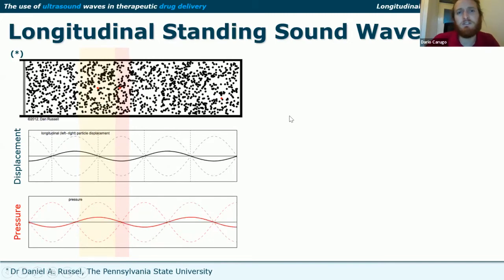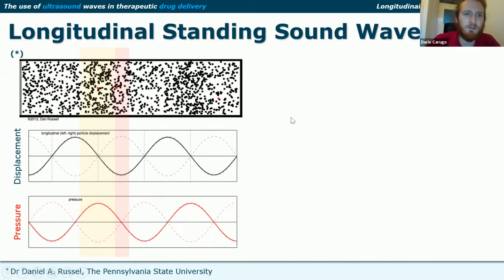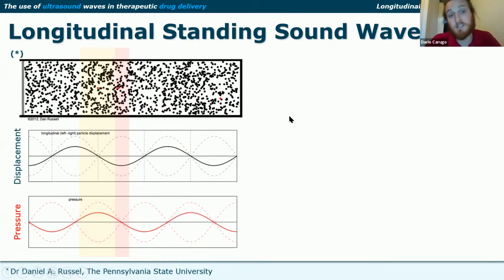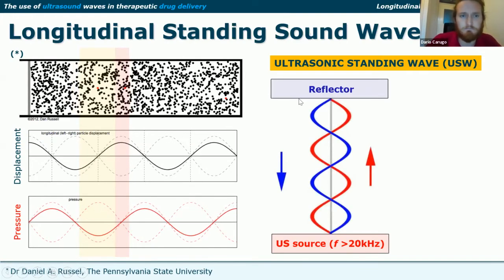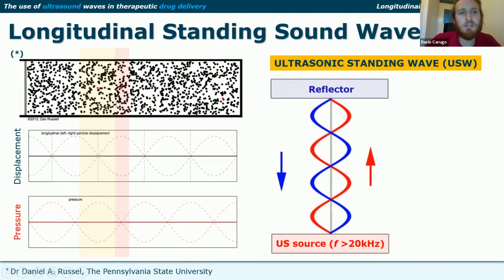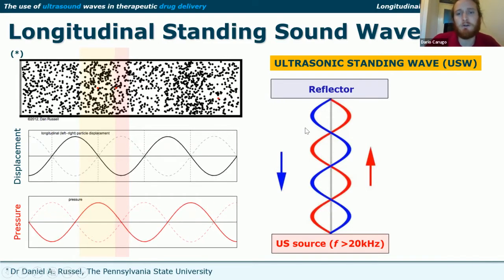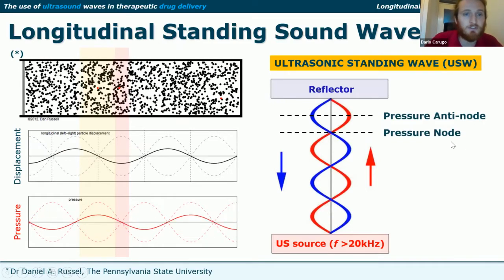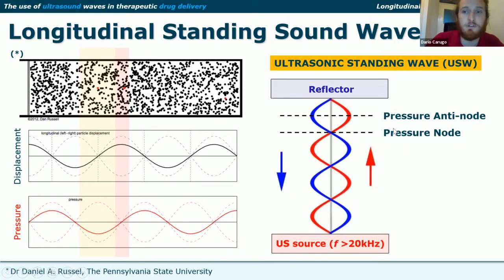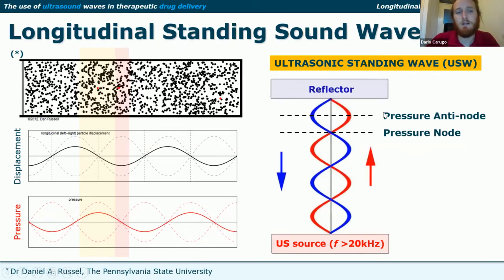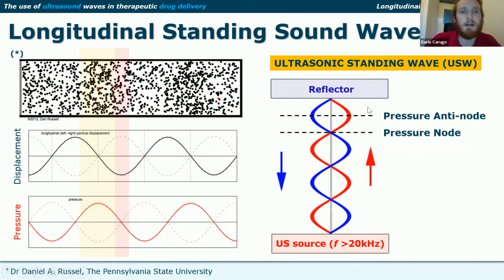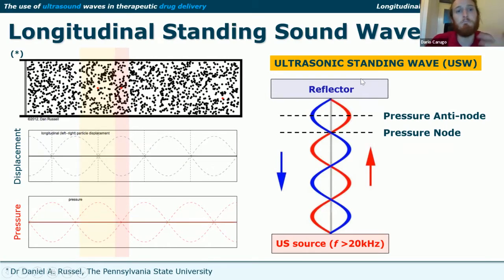So this type of field is referred to as a standing wave field, or ultrasonic standing wave field when we talk about ultrasound pressure waves. The regions of minimum pressure are also referred to as pressure nodes, and the regions of maximum pressure are referred to as pressure antinodes. This is the type of field that may occur when, for example, we're trying to deliver ultrasound to a bone or a bone fracture.